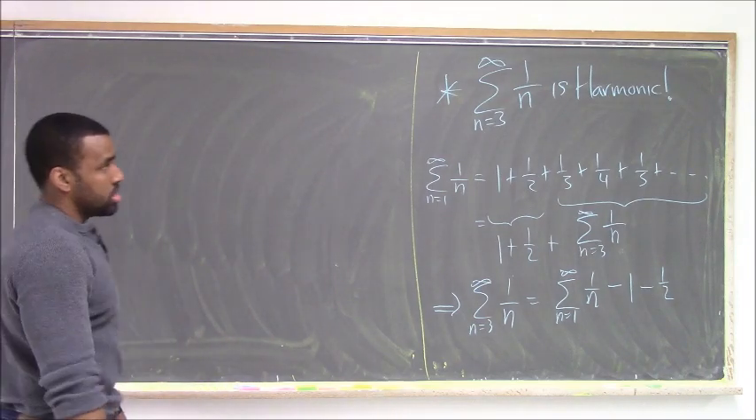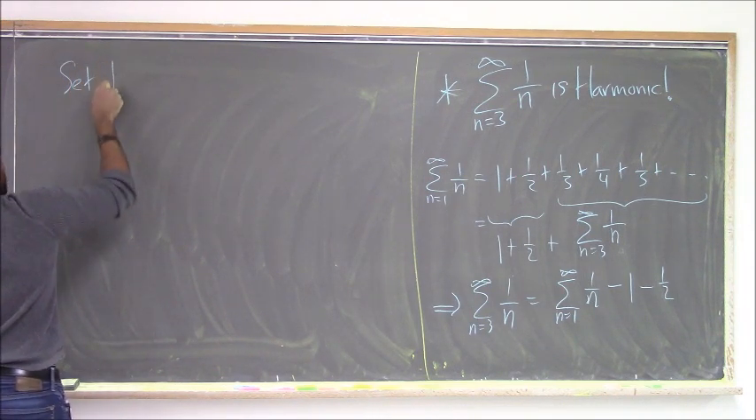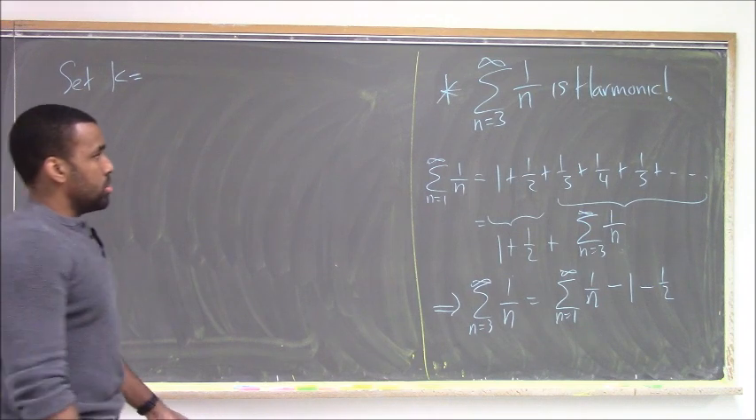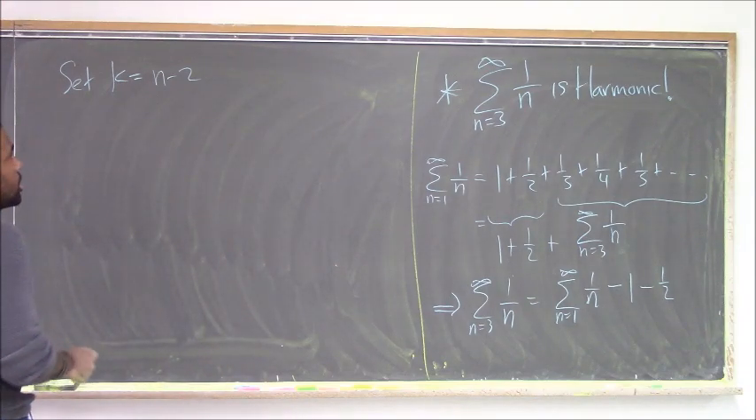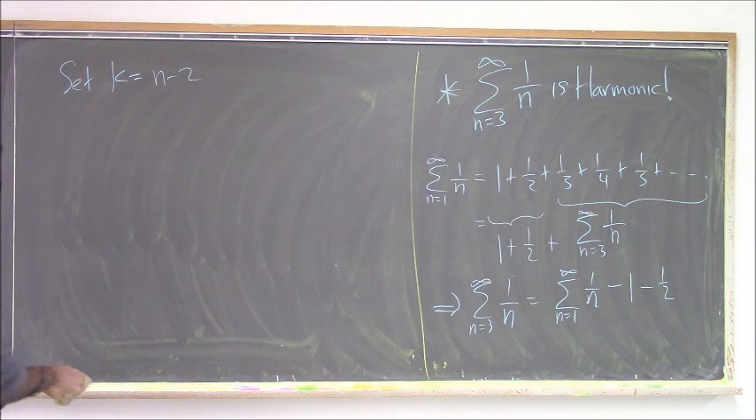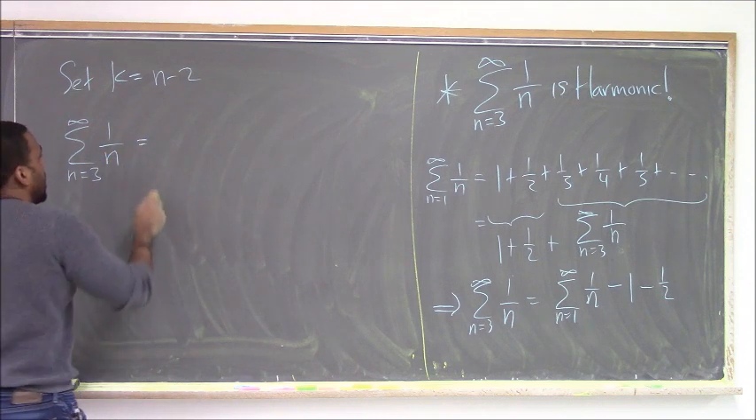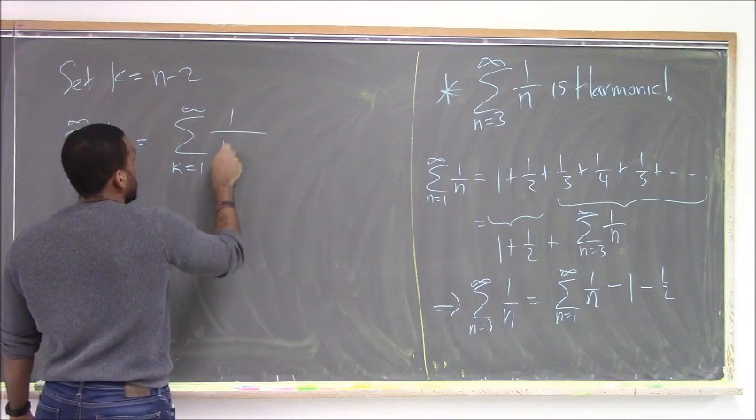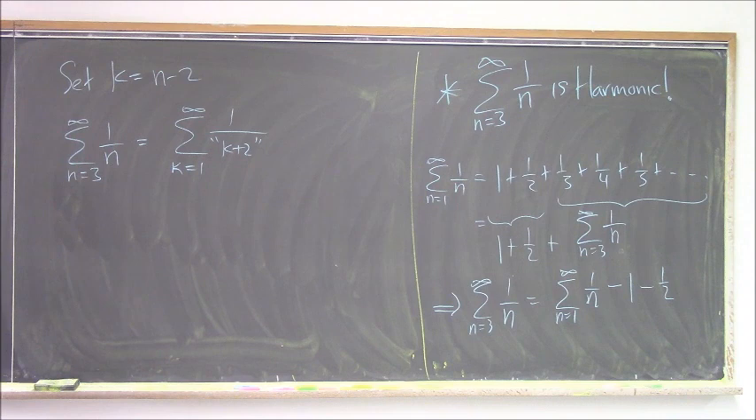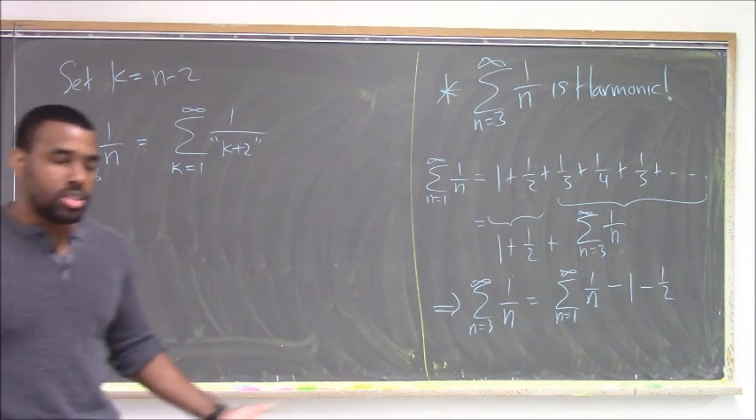Which might convince some of you that it's harmonic. If you really wanted it to start at 1, you could have just set k equals n minus 2. So when my n is 3, that will hit 1. And so this series, I can look at it as something starting from 1 of 1 over a linear function. So I have a k plus 2 here instead of a 1 over n. But you can see that it's growing linearly one step at a time, and it has the starting point at 1. It's just a little side note.